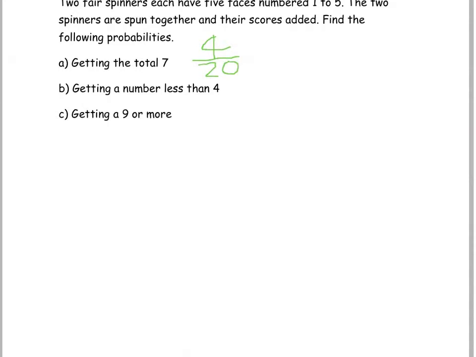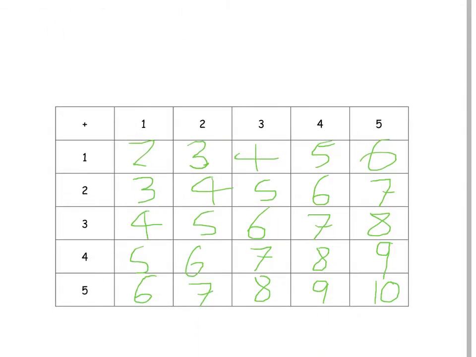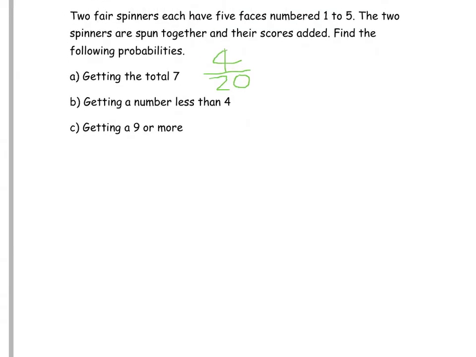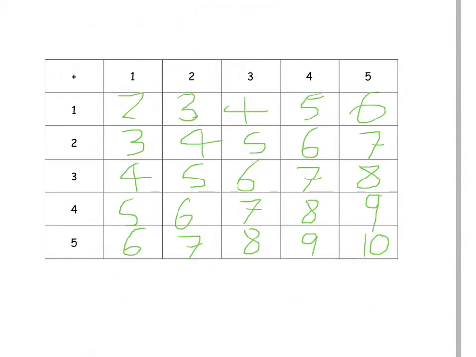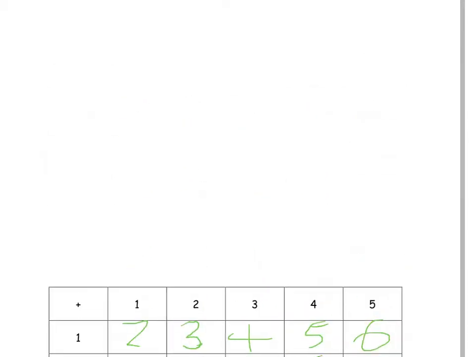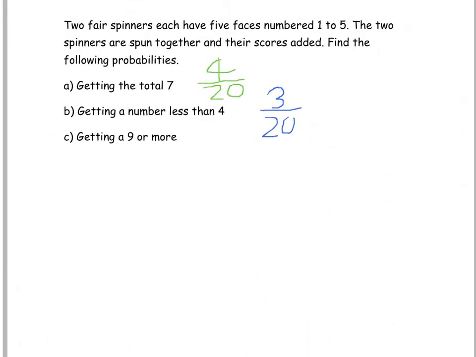Secondly, we're asked the probability of getting a number less than 4. Please notice the word less. You'll see in a minute, when they want you to include the value, it'll say 9 or more. So this one says less than 4. So we're only looking at numbers less than 4, which is 2, 3, and 3, which is 3 out of the possible 20. And finally, 9 or more is the 2 9s plus the 10. So that's yet again 3 out of a possible 20.